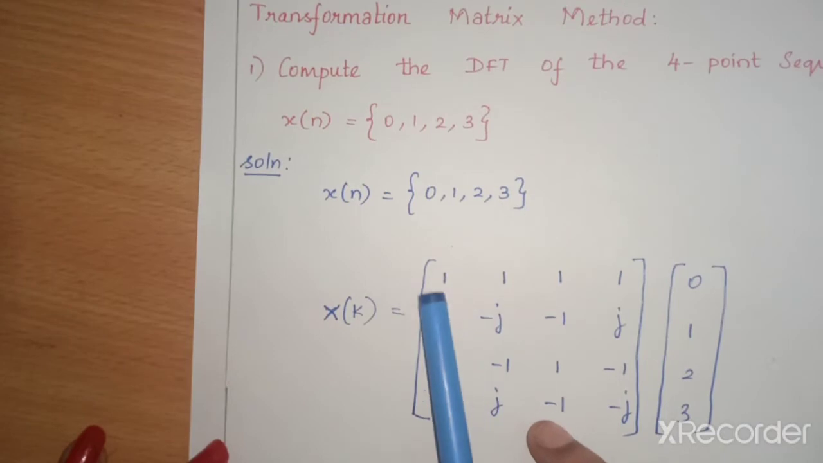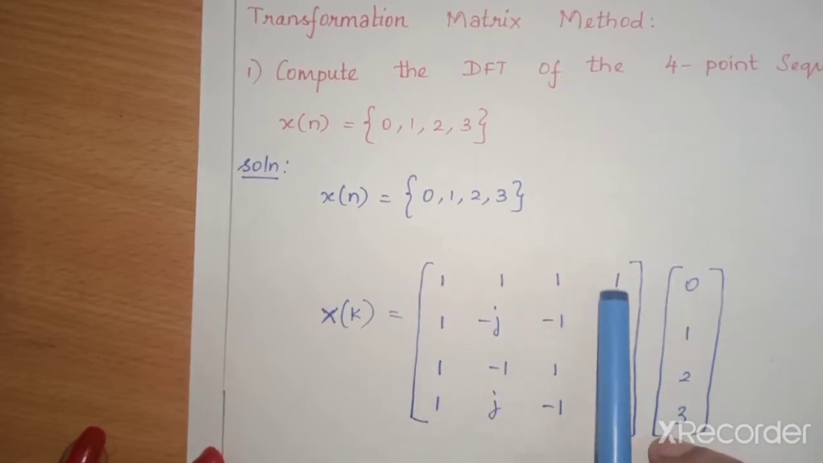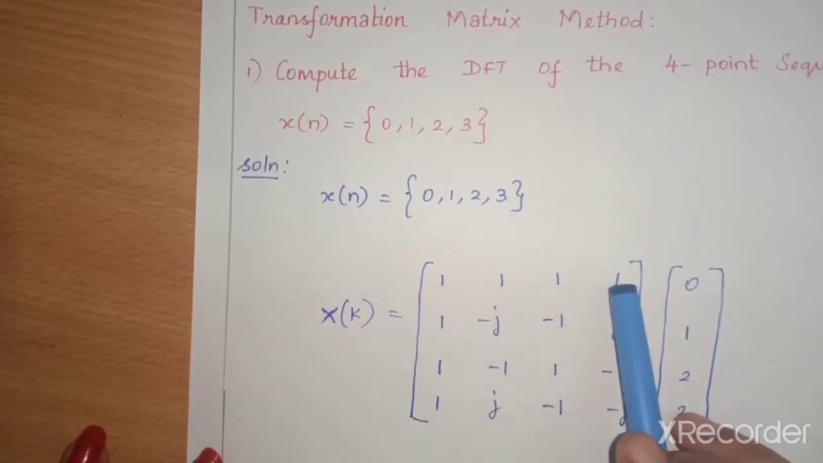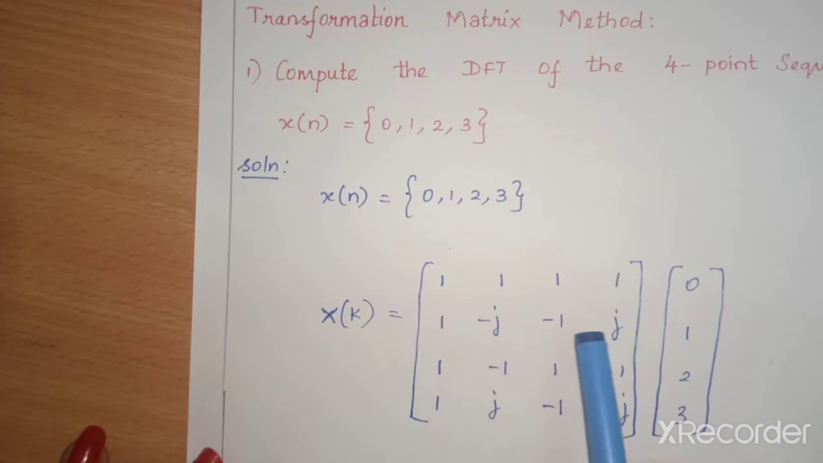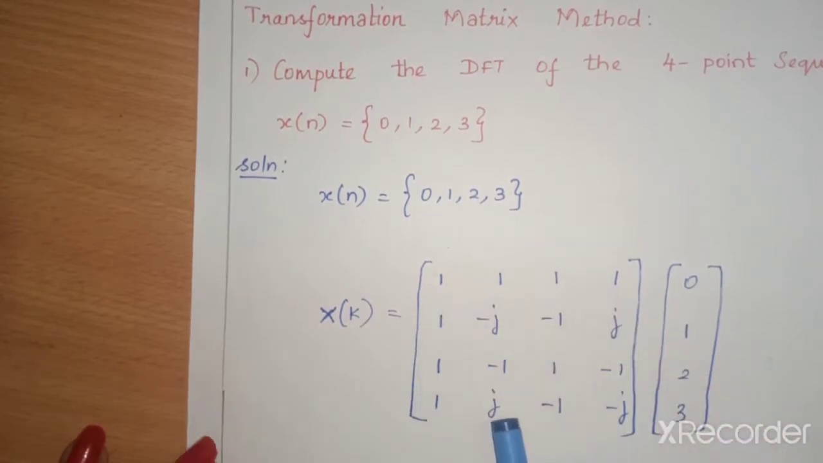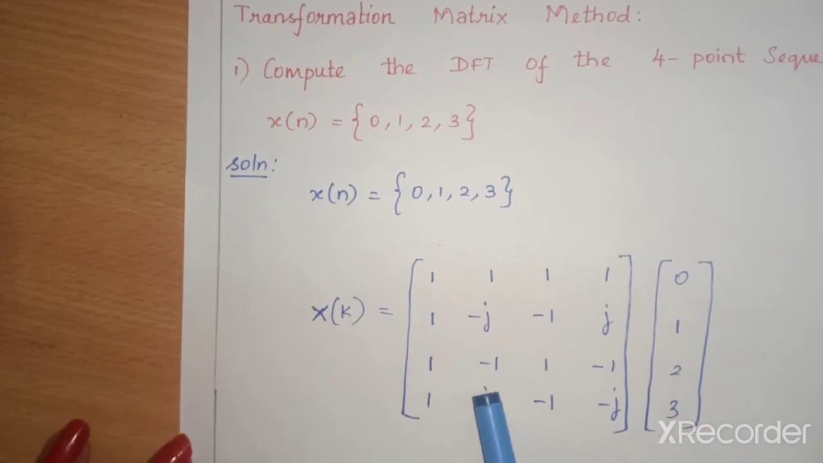So for the 4-point DFT, by using the matrix method, you have to follow this matrix. The matrix will be 1, 1, 1, 1; 1, minus j, minus 1, j; 1, minus 1, 1, minus 1; 1, j, minus 1, minus j. So this is the matrix for calculating the 4-point DFT.